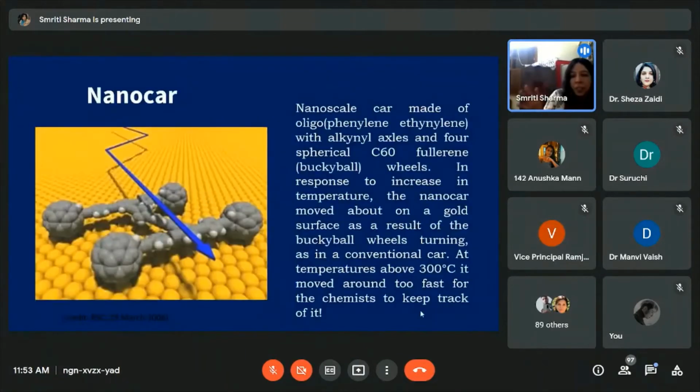So for the nanoscale car, one of the cars, for example, has axles made up of alkynyl molecules, and it has buckyball wheels. And if you increase the temperature, the nano car would be moving on the road, which for this nano car is actually a gold surface. The buckyballs would turn just as in a conventional car, and the nano car would move. So this is how 6 people designed different nano cars. Someone used buckyballs for their wheels, someone used some other molecules, and that is how they did the race also.